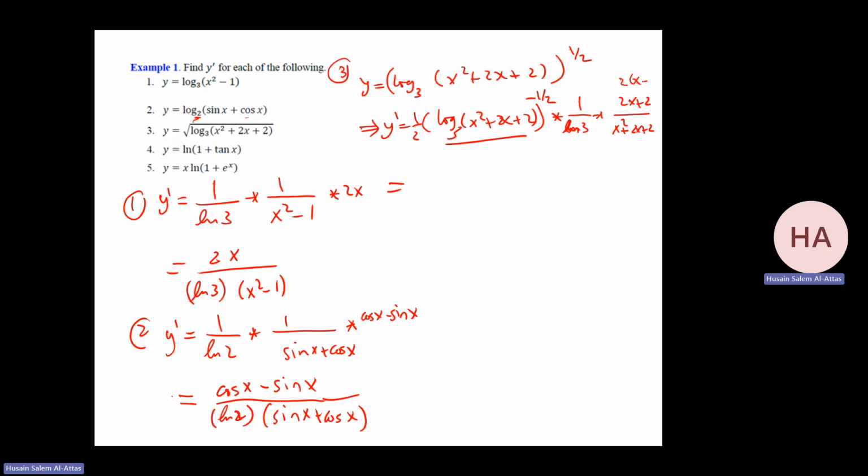I can take 2 as a common factor here. So 2 cancels with 2. I have log with the base 3. No, this will be in the denominator. What I have in the numerator is x plus 1. In the denominator, I have ln 3. I have log with the base 3, and then the square root.